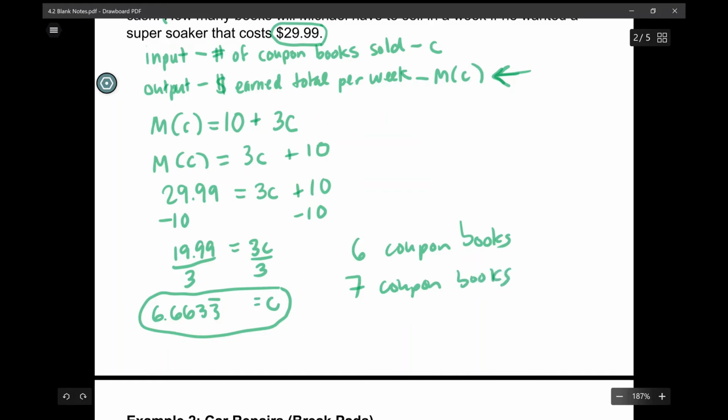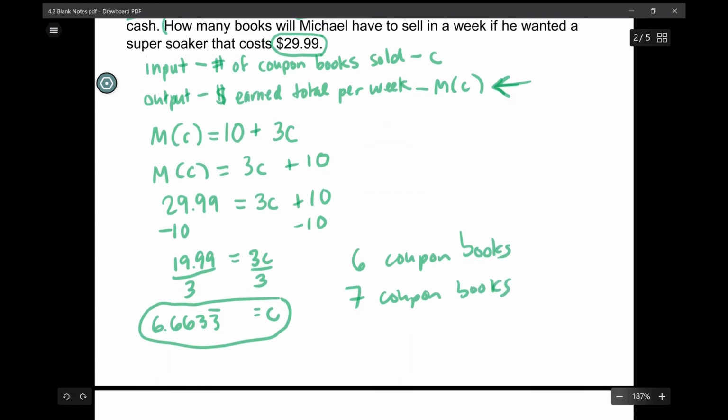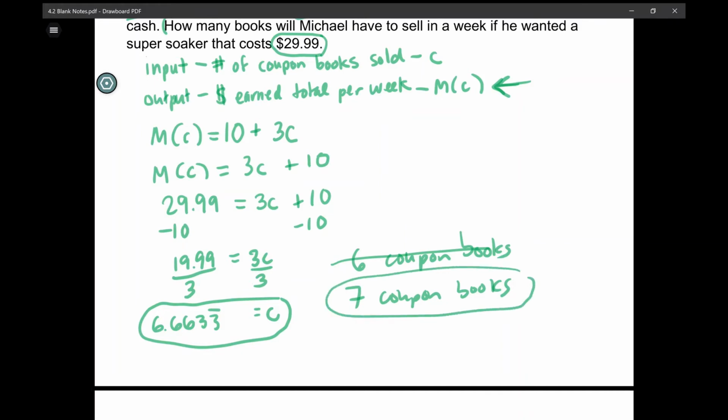Well, if he sells 6, we can plug it back in really quick. If he sells 6, he'll get $18 plus 10 more is $28. That's not enough, right? So that one's not going to work. If he sells 7, he'll get $21 for the coupon books plus $10 more. He's going to be at $31, and he will have enough to buy his Super Soaker. All right, so rounding does come into play when you're solving word problems.